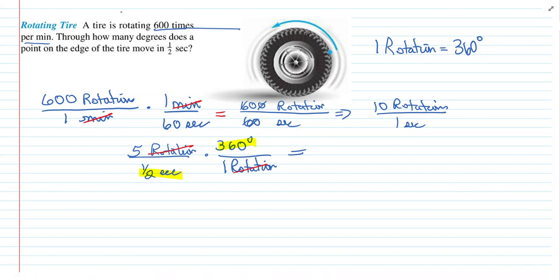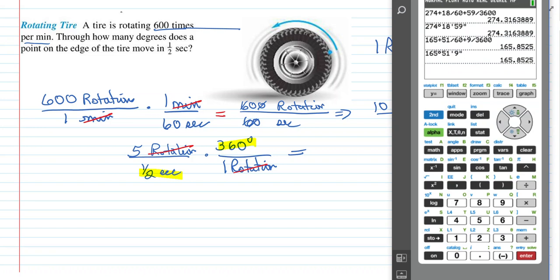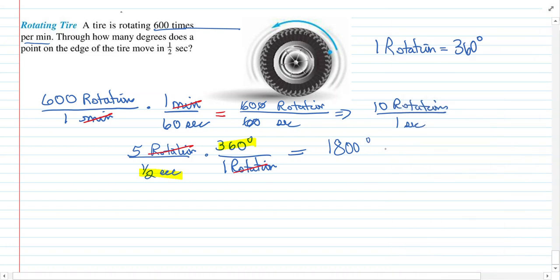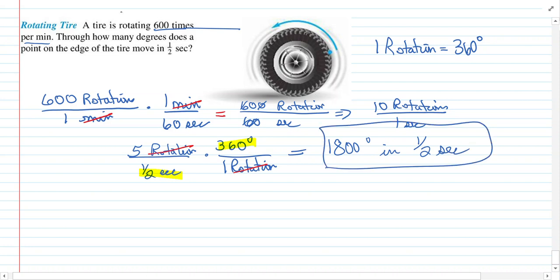All right, does everybody see that? So I'm going to multiply 5 times the 360 and get 1,800 degrees in 1/2 of a second. And we're done.